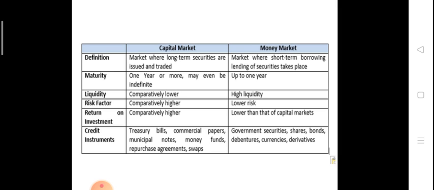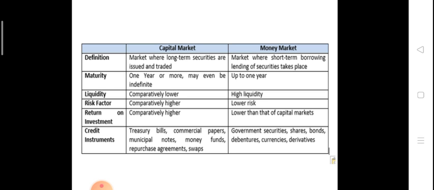Means we can sell our assets within 1 year. Now liquidity is comparatively lower in the capital market, and in the money market the liquidity is high. Risk factor: look students, if we invest our money for a long period of time, that means in the capital market, the risk factor is higher. But if we invest our money for a short period of time, then our risk is also lower.